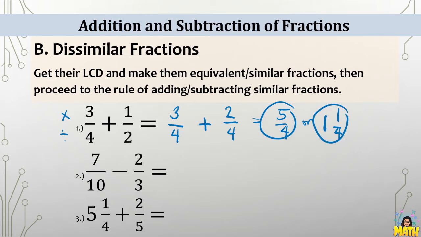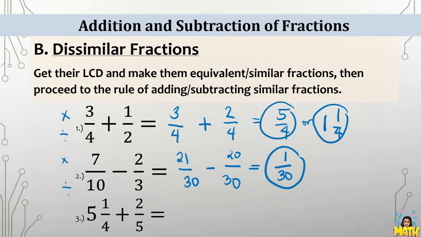Number 2, what is the LCD of 10 and 3? Anong makaka-divide sa 10 at sa 3? 30. So we follow divide. 30 divided by 10, 3 times 7, 21, minus 30 divided by 3, 10 times 2, 20. So we have similar fractions. Subtract the numerators and copy the denominator. Here we have 1 over 30.